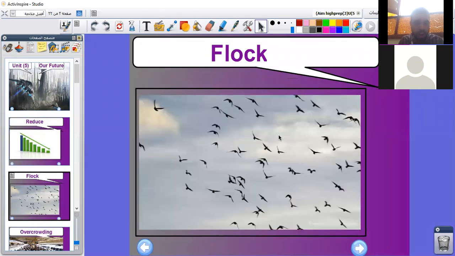Flock. A flock means to go somewhere in a large number, to come together. When some people come together, they flock. Flock, to go somewhere. It can also be a verb. A verb means to come together, to gather together. Okay, flock.